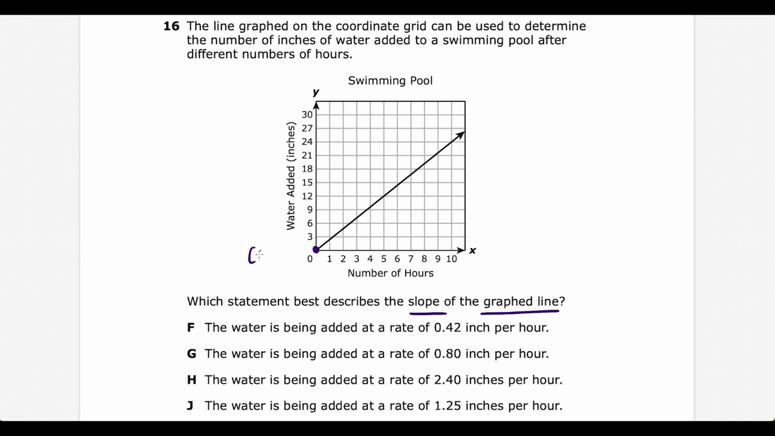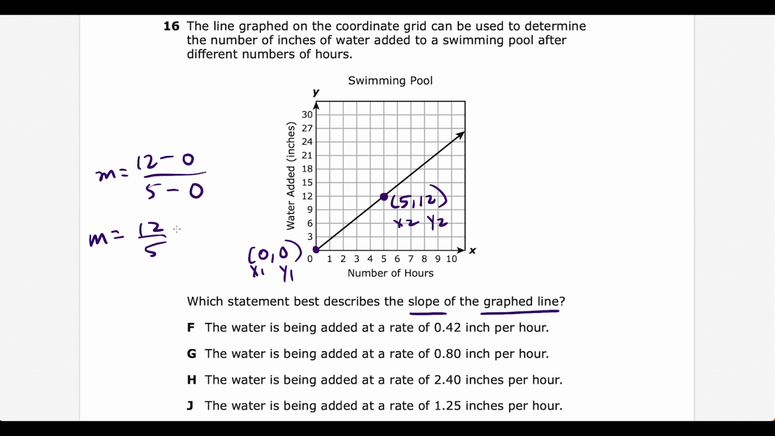So I would start off here with the point 0, 0, and then next I would look for a nice point that falls exactly on one of the corners, which looks like it's happening here at the point 5, 12. And now I would find the slope between these 2 points. So this we could call our x1, y1, and this we could call our x2, y2. So we're doing the difference of the y values, y2, which is 12, minus y1 is 0, divided by x2 is 5, minus x1 is 0. And now we have m equals 12 over 5, and 5 goes into 12 2 times with the remainder of 2, and we have 2/5, and 2 over 5 is the same thing as 0.4. So 2.4, choice H is our solution.